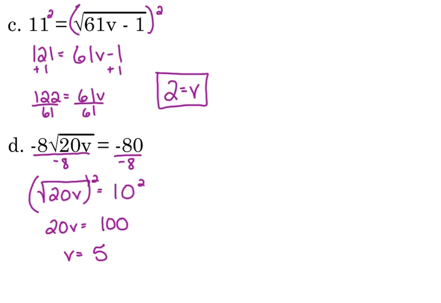Plug it back in. 20 times 5 is 100. Square root of 100 is 10. -8 times 10 is -80. Okay? So v equals 5 right here.